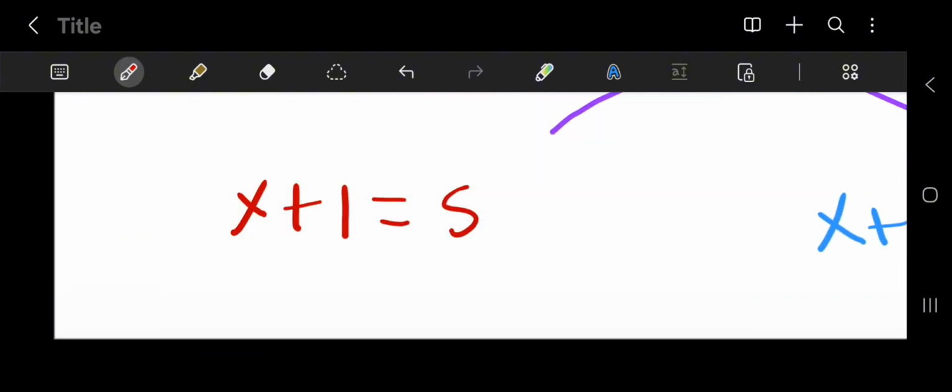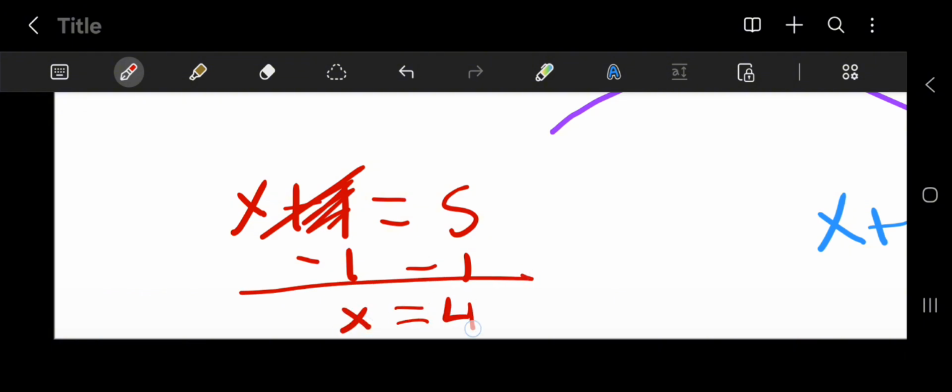What we're going to do now is just get x by itself. So once again, we are going to subtract 1, because by subtracting 1, we can get rid of this positive 1. So subtracting 1.